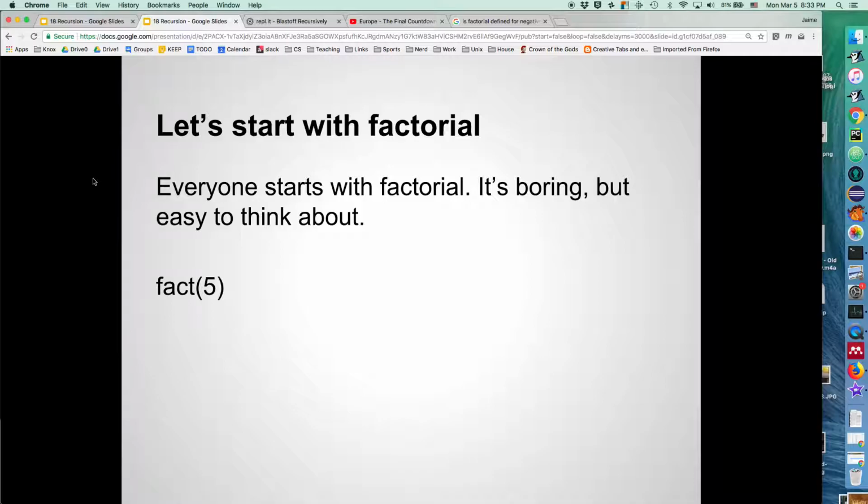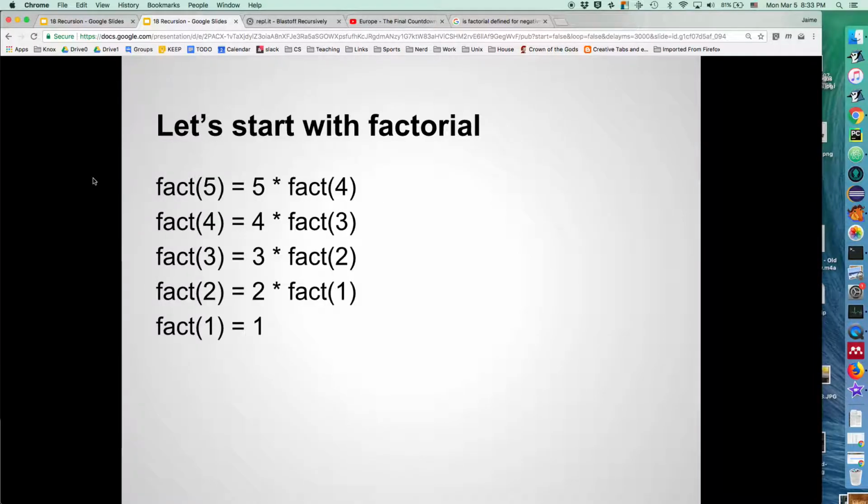Let's do another Java example with factorial. So everybody pretty much starts with factorial. It's kind of a boring example, but it's actually pretty easy to think about, and it fits recursion pretty well, even if you don't really end up implementing it with recursion all the time. So let's think about it. Factorial of 5, well, that's just 5 times factorial of 4, which is 4 times factorial of 3, and so on, down until factorial of 1 is just 1.